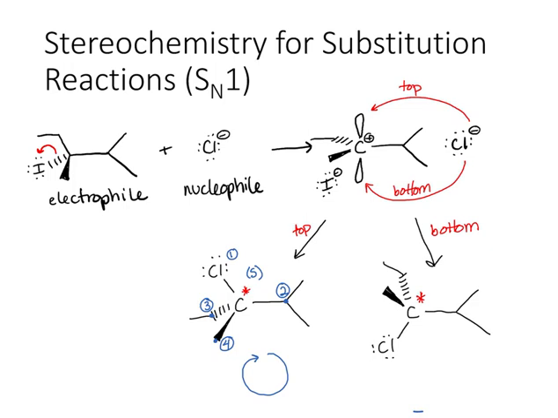So most of the time we see hydrogen as the lowest priority group, but other groups can also be the lowest priority group. And in this case, methyl is the lowest priority group. But the same rule applies. If your lowest priority group is pointing towards you, then you flip your assignment.